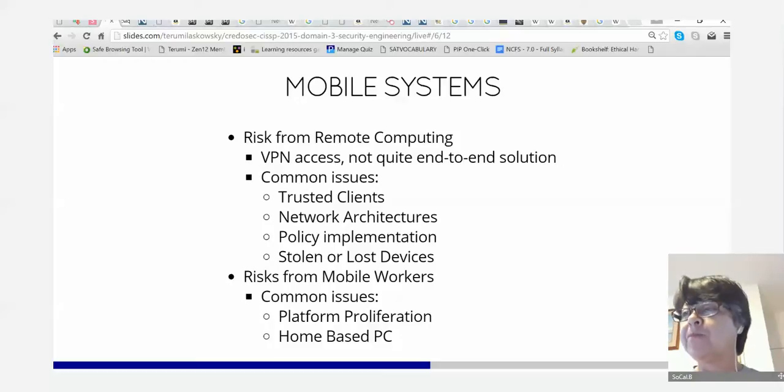Common issues: trusted clients, network architectures, policy implementations, stolen or lost devices. These are all issues with mobile systems. And risk from mobile workers, sure. Platform proliferation: a lot of people having a lot of devices, accessing from a lot of different places. I mean, that's basically the cloud and mobile, right? So with proliferation, you may lose control of it. Home-based PCs, right? You're at home.